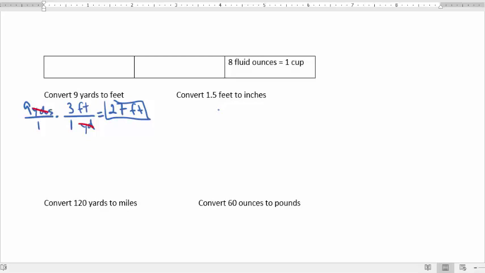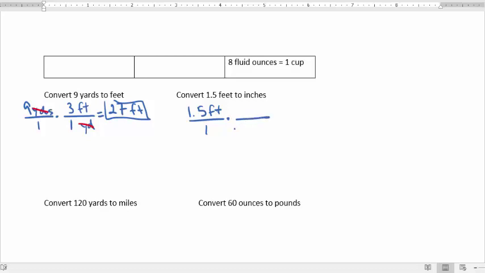And the second one's very straightforward also, right? Convert 1.5 feet into inches. Well, again, what's the conversion between feet and inches? 12 inches equals 1 foot. So we'll again start with what we're given, 1.5 feet. And again, write it over 1.